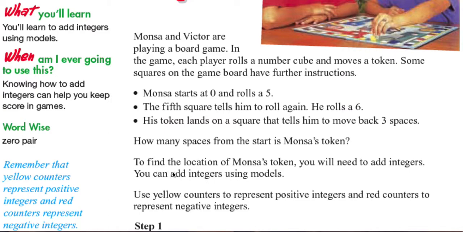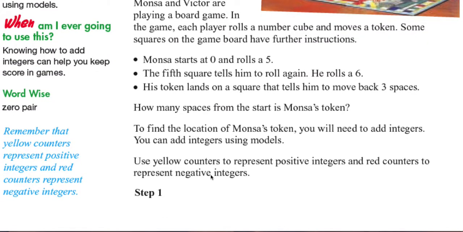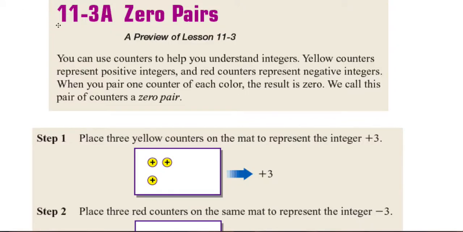Remember what integers are. It's a set of whole numbers and their opposites, including 0. Use yellow counters to represent positive integers and red counters to represent negative integers. Before we answer this, let's go to an introduction to zero pairs. Before we start answering Monza and Victor's problem, let's take a look at what zero pairs are.